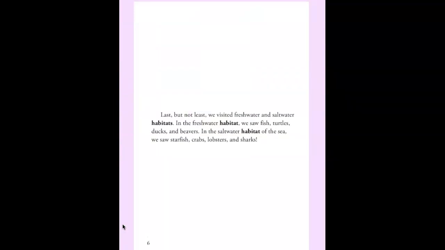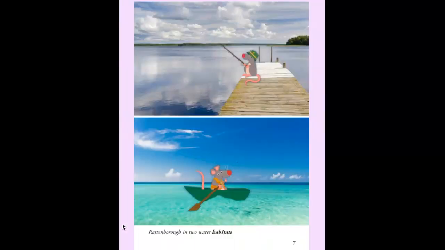Last but not least, we visited freshwater and saltwater habitats. In the freshwater habitats, we saw fish, turtles, ducks, and beavers. In the saltwater habitat of the sea, we saw starfish, crabs, lobsters, and sharks. And here is Rattenborough in 2 water habitats.